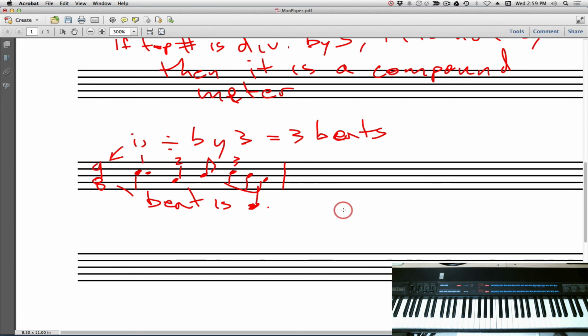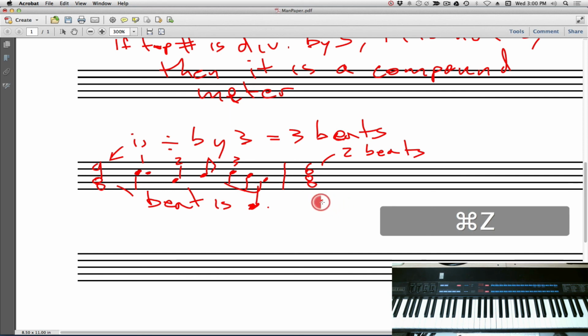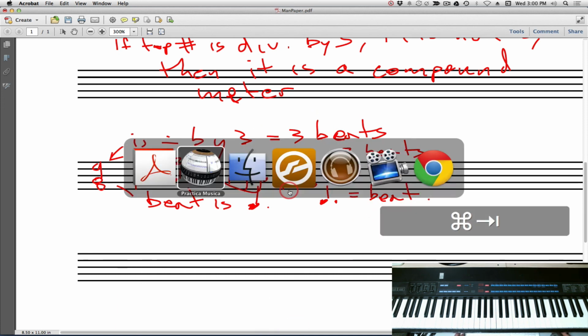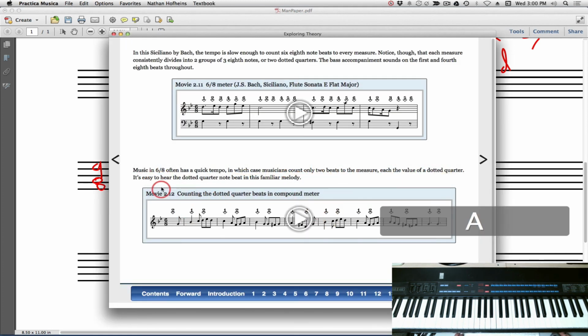Okay, so that's compound meter, and typically 8 is the one that you see underneath on the bottom. Another common one would be 6/8, and that would be, so you've got 6. 6 is divisible by 3, and that's 2, so you've got 2 beats with the dotted quarter. The dotted quarter equals the beat. Okay? That's compound meter for you. And here's some examples that you can listen to in the text.